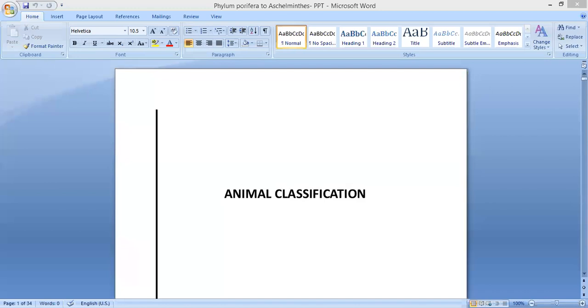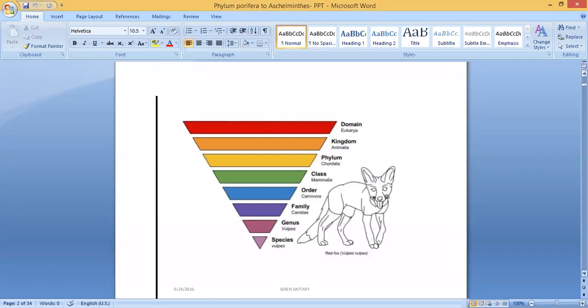Good morning, students. Next we're going to learn about animal classification. Okay, so you can see in this picture there is a pyramid shape. You can see the order of this pyramid. It means hierarchical order, and at the bottom you can see it's very few compared to the top. It's very less in number. So that is a species.